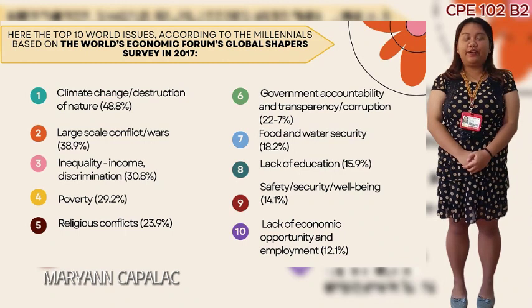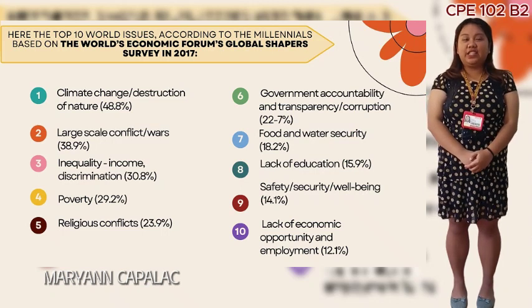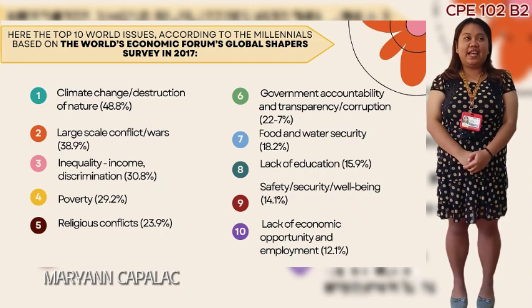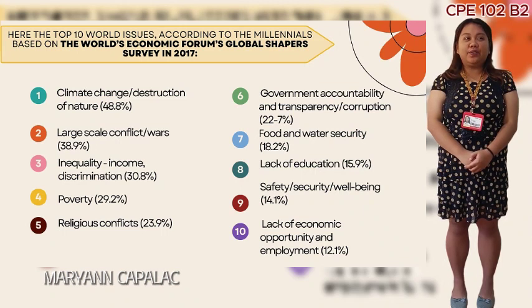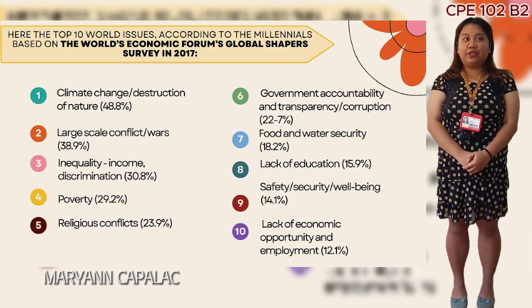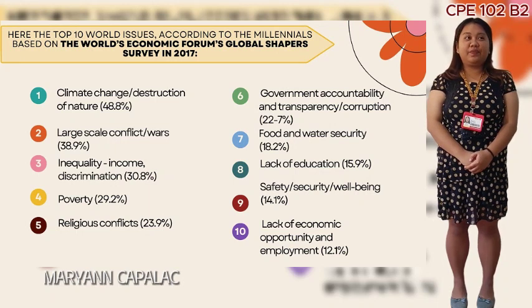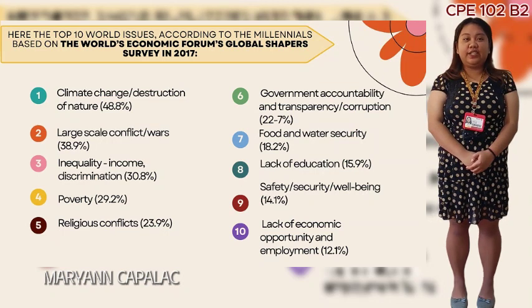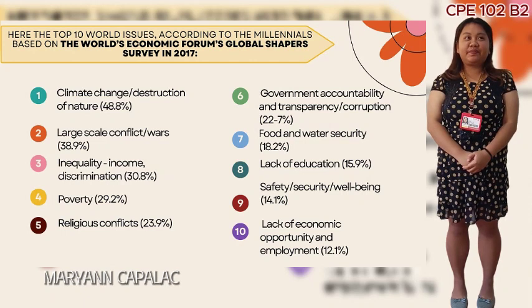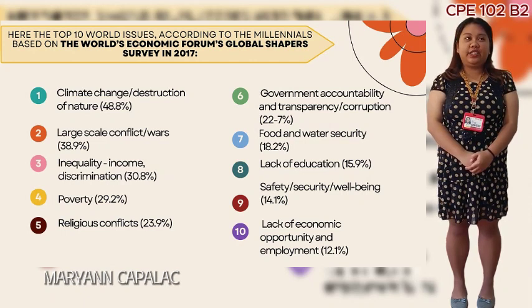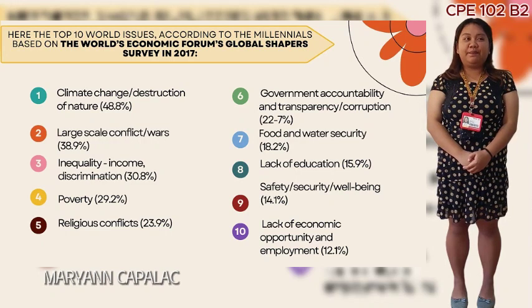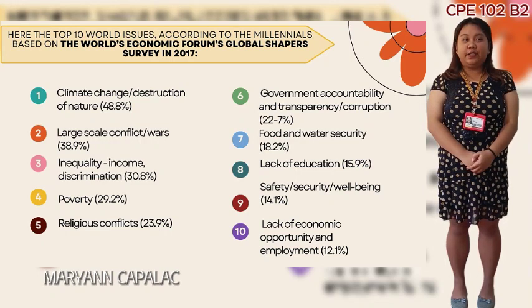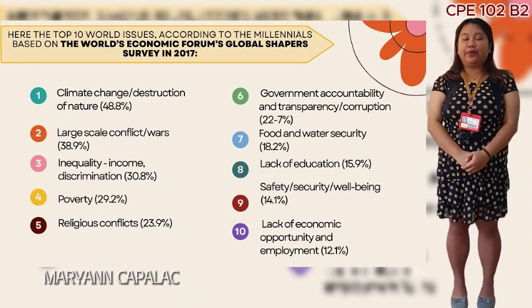30.8%. Number 4, poverty, 29.2%. Number 5, religious conflict, 23.9%. Number 6, government accountability and transparency, corruption, 22.7%. Number 7, food and water security, 18.2%. Number 8, lack of education, 15.9%. Number 9, safety and security, well-being, 14.1%. Number 10, lack of economic opportunity and employment, 12.1%.